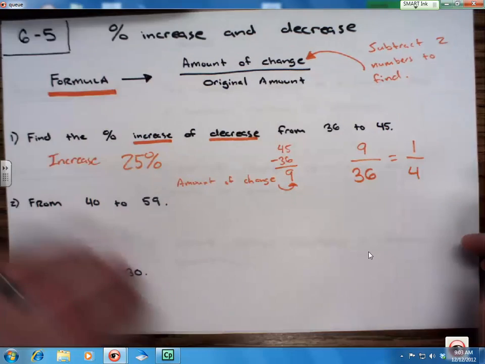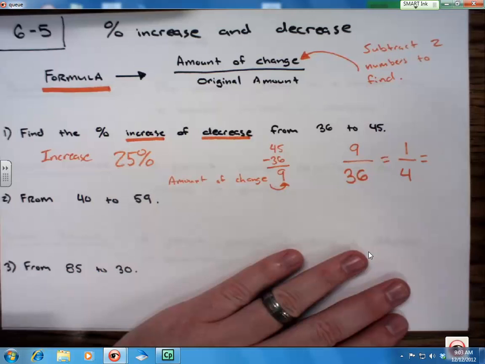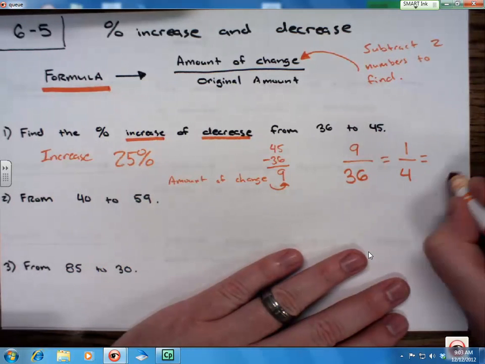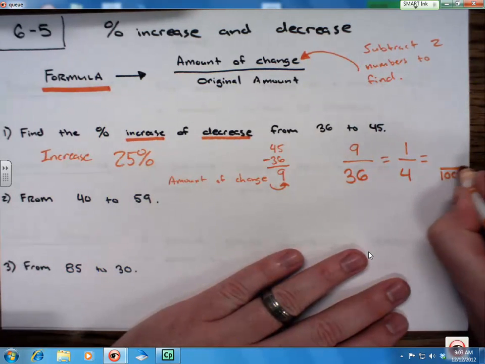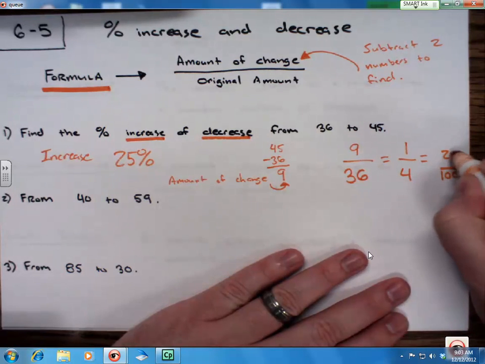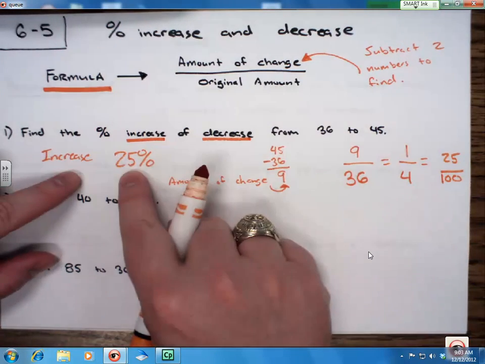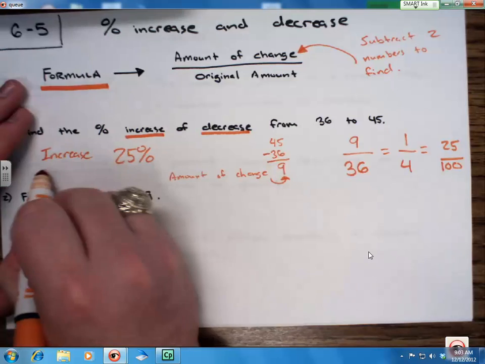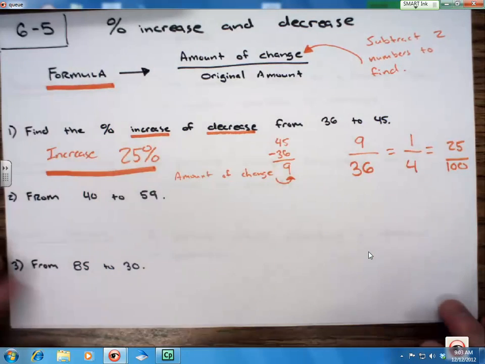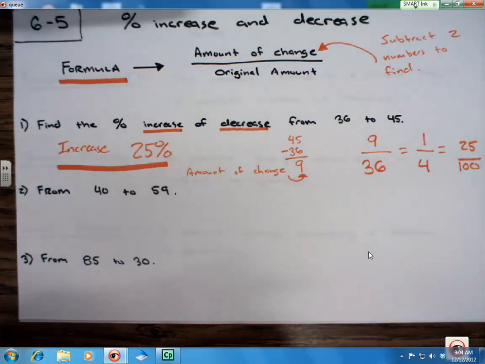Now, how do we know that? Well, we could always divide up and change it to a decimal and move my decimal over, or we could also get it to be something over 100, which we should know that, well, 4 times 25 is 100, 1 times 25 is 25, and since 25 over 100, that would be my percent, so it would be 25%. So my answer for that one would be an increase of 25%. Not that difficult, as long as we do our steps correctly. All right, let's take a look at number 2.